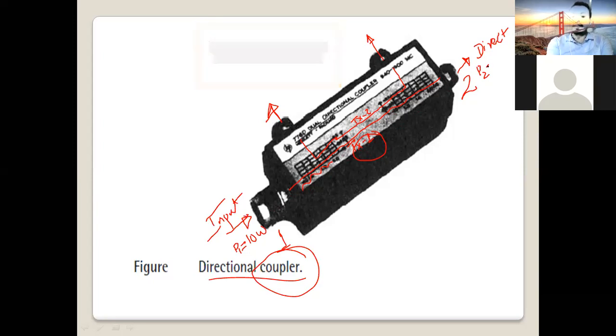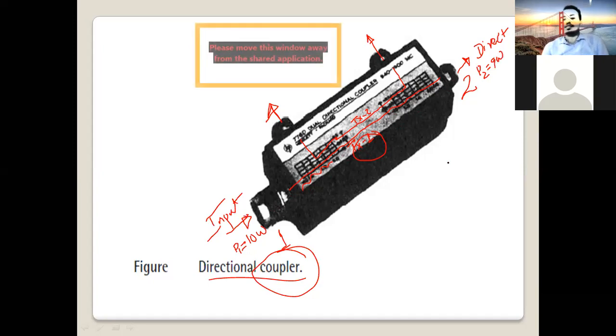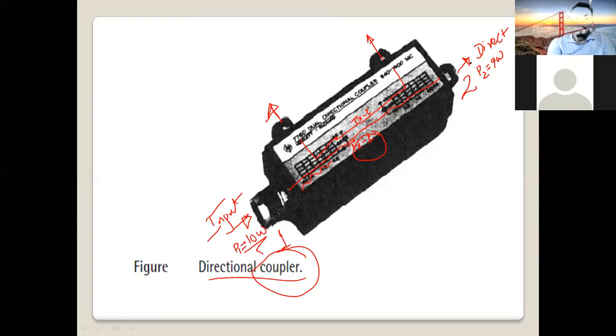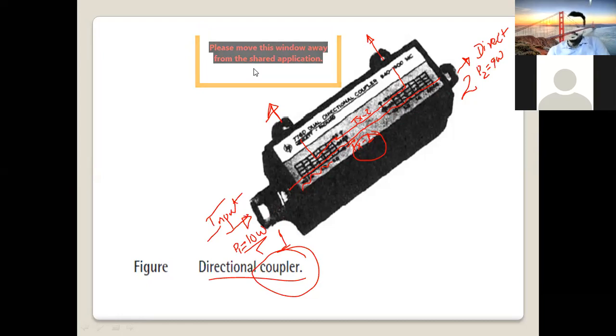Let's say 9 watt, right? So 9 watt from the input signal, as you can see, it is 10 watt. So 9 watt is transmitted directly from port 1 to port 2. What happens to the remaining 1 watt? There is a 1 watt signal.